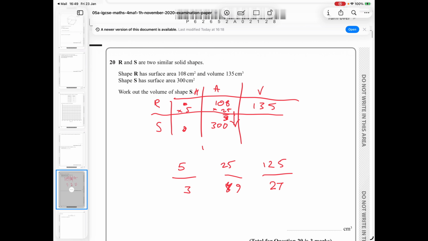So to find out the volume of shape S, you say times by 125 over 27, and that will give you the answer. And this is how you can do all of them. The only thing is to make sure you know exactly what each thing represents when it comes to the numbers. So the answer is 625, which kind of makes sense. So that's good.